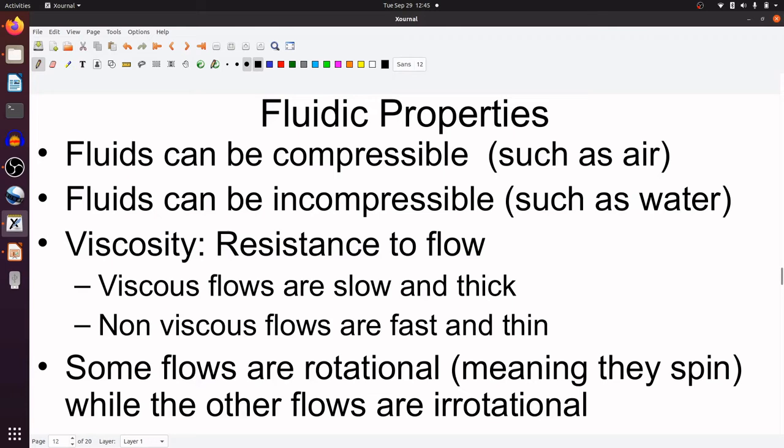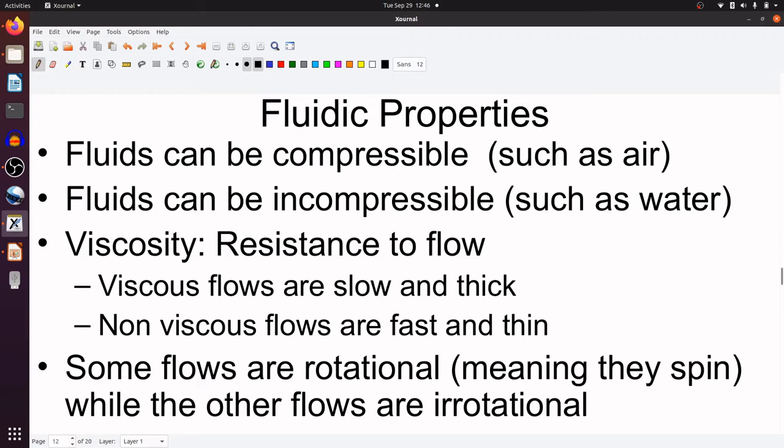Viscosity kind of more shows up at the end of the chapter, but it's resistance to flow. Viscous flows are slow and very thick, whereas non-viscous flows are fast and thin. Your non-viscous flows are like water, vinegar. Oil is kind of somewhere in between. It's got a little bit higher viscosity. Honey, molasses, glaciers, they are very, very, very, very viscous. They take a very, very long time to flow. So the higher the viscosity, the more resistance it is to actually flowing.